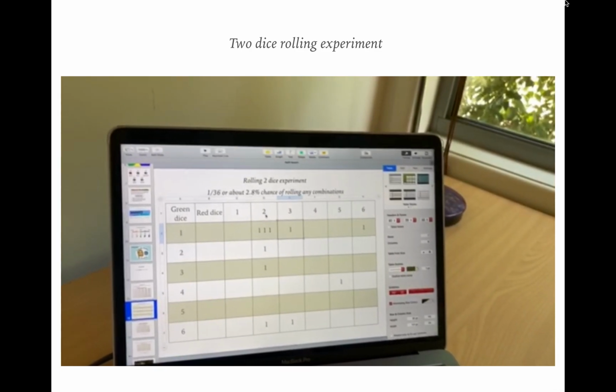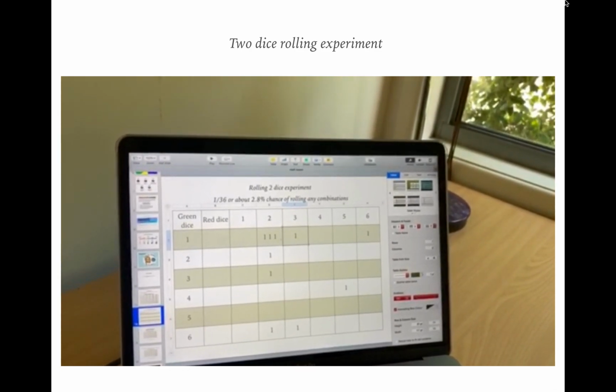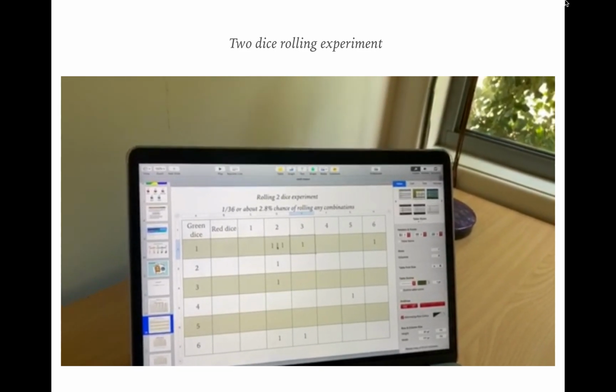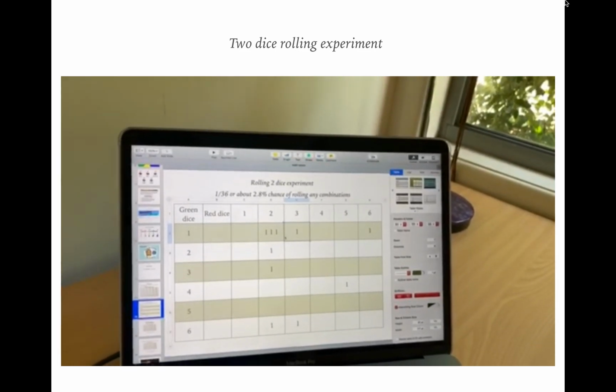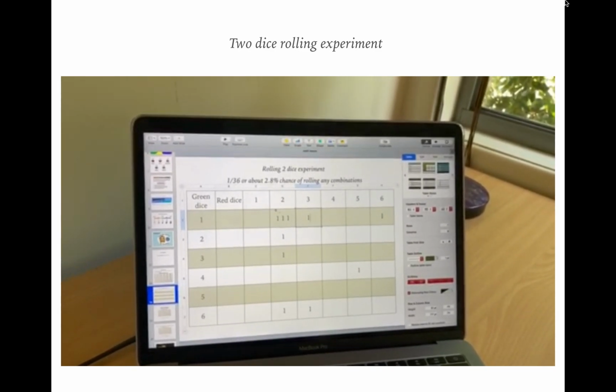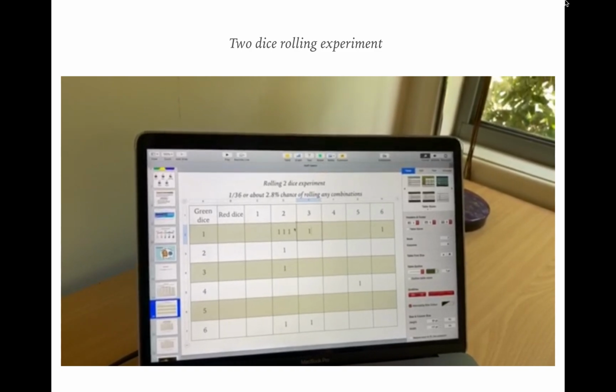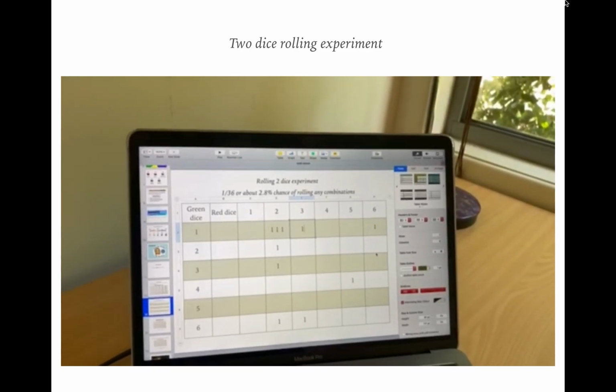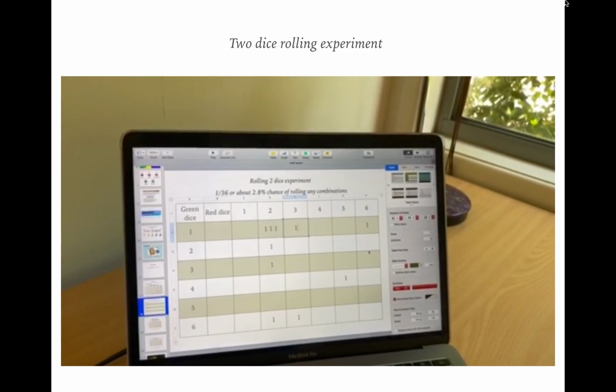So I guess based on the experiment, the chance here was much higher for this combination. Everything else seems to be quite normal. Some combinations we didn't roll because the chance is quite low, as you can see. So try this at home and see how you go.